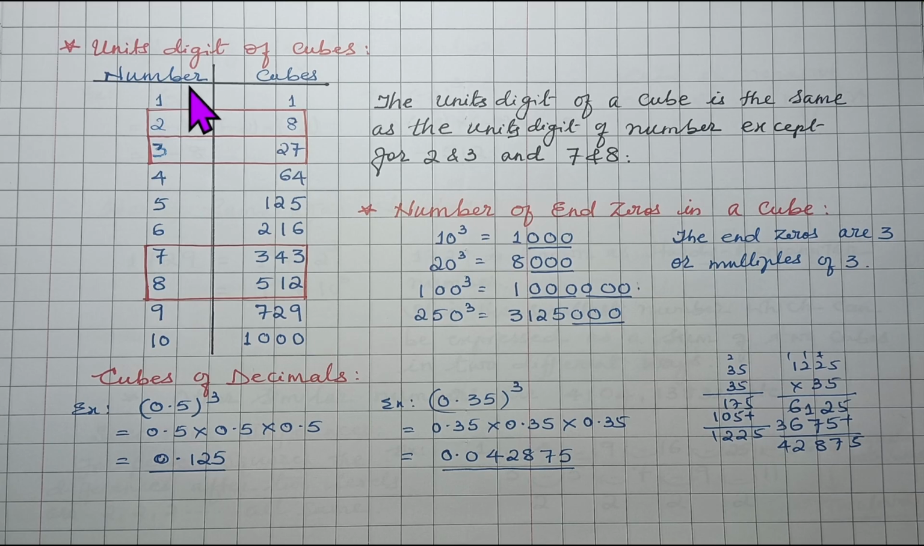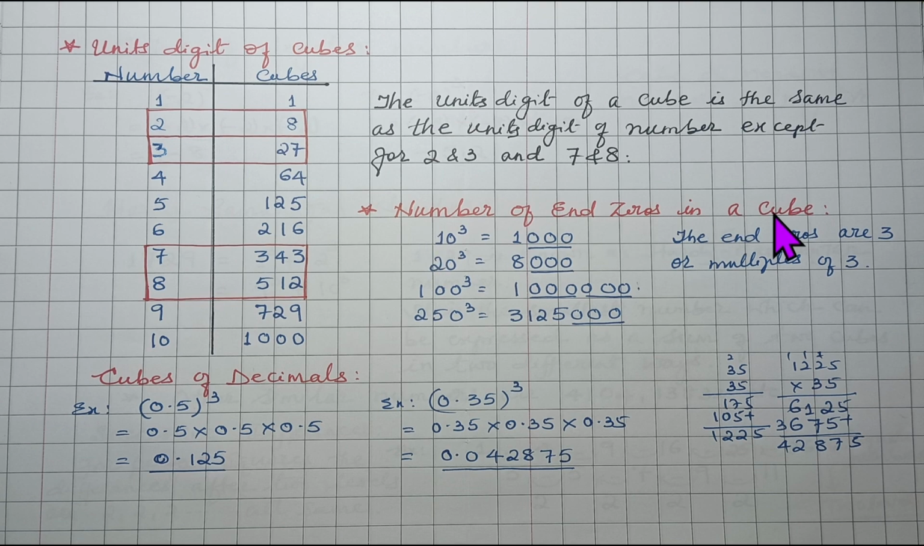So please understand here, for all the digits, it is the same digit in the units place in the cube, but the difference is only with 2 and 3 and 7 and 8. If it is 2, it becomes 8. If it is 3, it becomes 7. So 2 plus 8 is 10. So 3 plus 7 is 10. That means 2 means 8, 3 means 7. Same way, 7 plus 3 is 10. So 7 means 3, 8 means 2. Otherwise, for the rest of the digits, the digit remains the same. That's what I have written here. The unit digit of a cube is the same as the unit digit of the number, except for 2 and 3 and 7 and 8. And please remember that. And it's a very useful piece of information for estimating the cubes and the cube roots of a number.